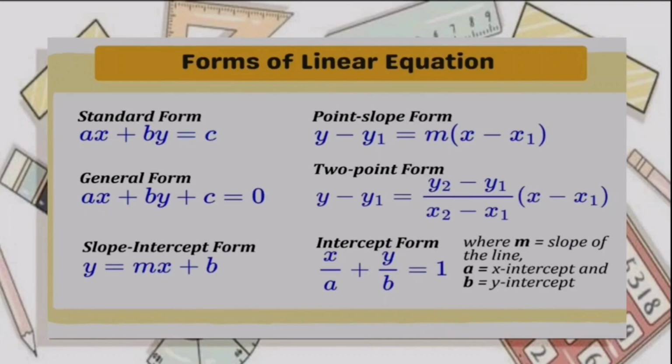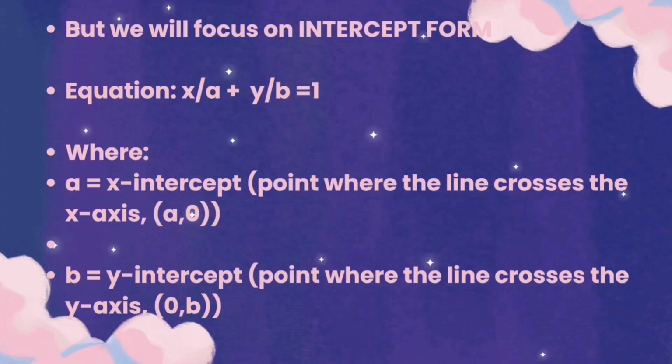And the last one is intercept form, the important one for you. The formula is x divided by a plus y divided by b is equal to 1. Meaning, a is equal to x-intercept and b is equal to y-intercept. This is used when intercepts are given. Very useful for quick graphing. We will focus on intercept form.